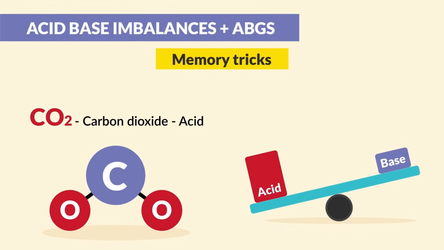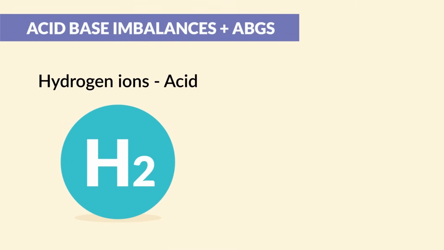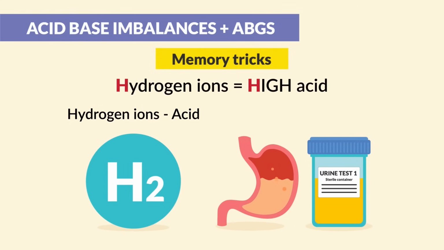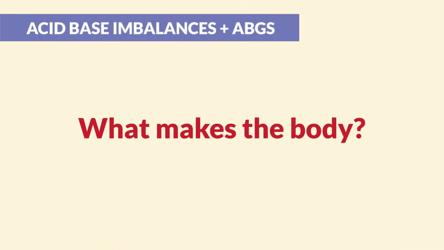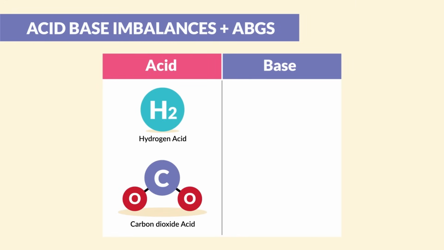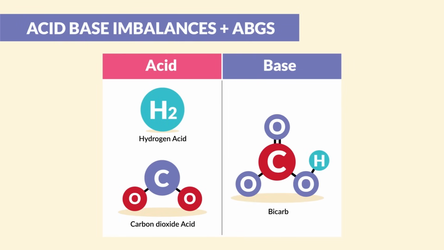So the memory trick we use, just think carbon dioxide is carbon diacid, since too much carbon dioxide pushes us into acidosis. Lastly, hydrogen ions are a form of acid, found in the stomach acids as well as urine. So the memory trick, just think hydrogen ions is high acid. Too much hydrogen ions equals an acidotic state. Now, simply organize this in your mind. What makes the body acidotic? Well, hydrogen ions get high acid, and carbon dioxide, just think carbon diacid. And for base, which makes us alkalotic, just think bicarb base.